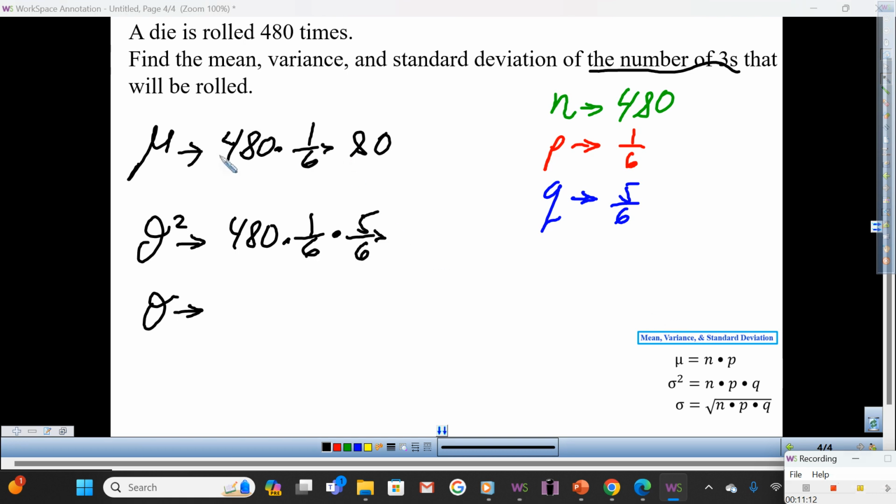All right, check your work so far. 480 times 1/6 is 80. Is that correct? And then 480 times 1/6 times 5/6. So this is 80 times 5/6. That's 400 over 6. You should end up with 66.6. Yes? You guys want to round or what? Yeah? All right, let's round to 66.7. Then at the end, square root of 66.7, approximately, calculators calculate.